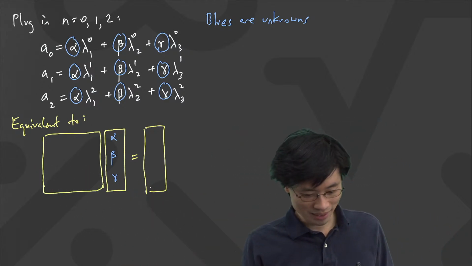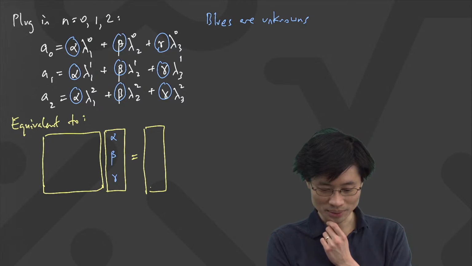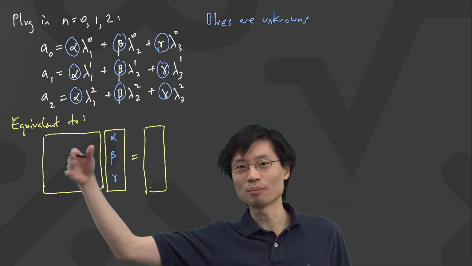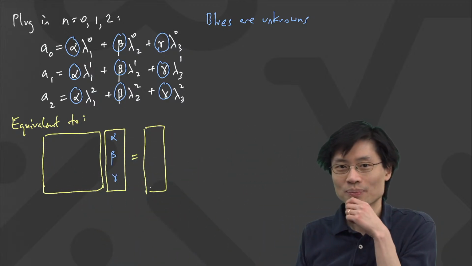Can someone tell me exactly what to write here? Is it the Vandermonde? It might be a transpose or something, or who knows? We'll find out. What do we got? Help me put this thing in and tell me what that is.